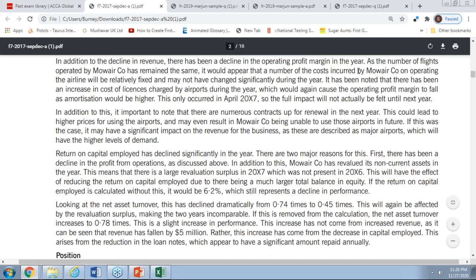So, do you people find this question difficult after reading the first phase? Is it difficult to attempt this question? I don't think so. What's your feedback?